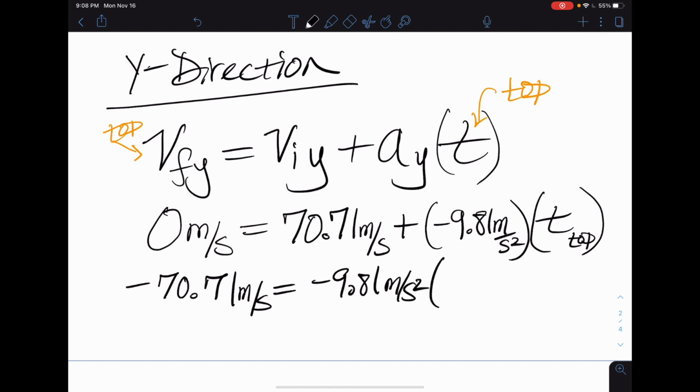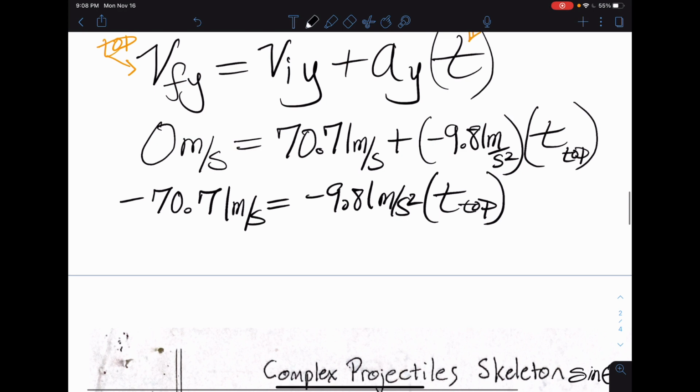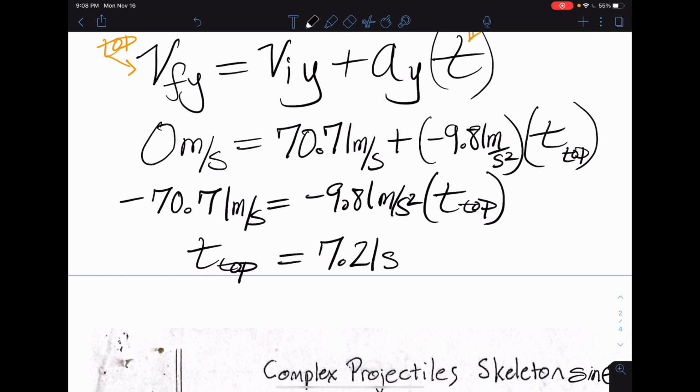I'm writing too large here, and I'm going to run out of room. All right, divide both sides by negative 9.81. Get rid of those negative signs, and we'll see T top is equal to what? About 7. Let me see. Divided by 9.81, 7.21. Units are seconds.